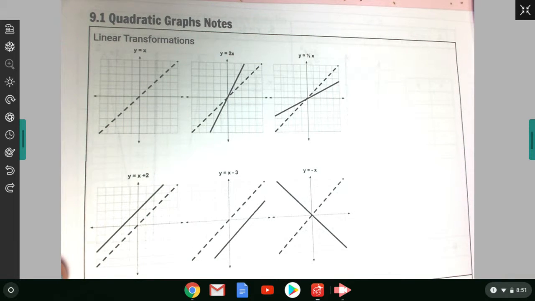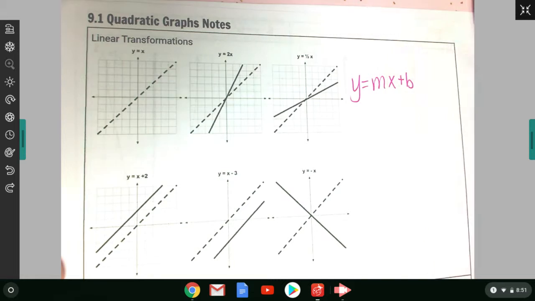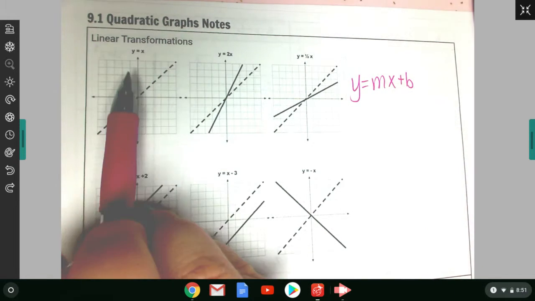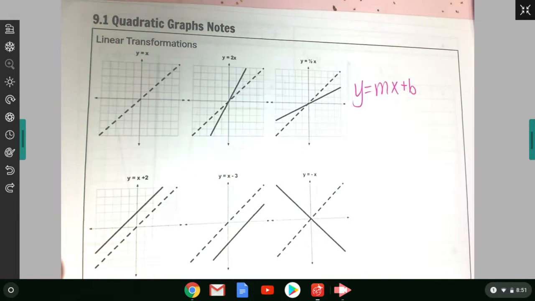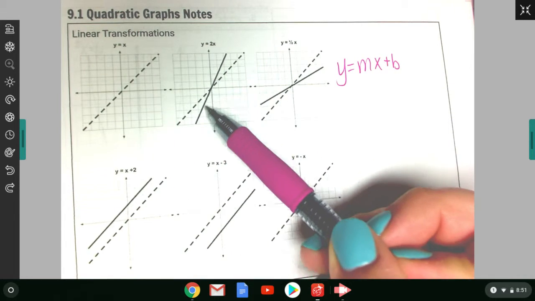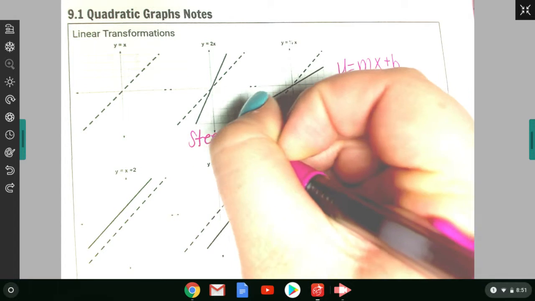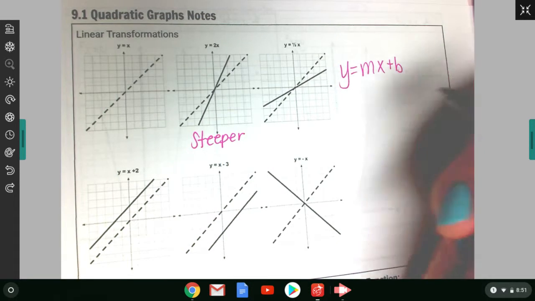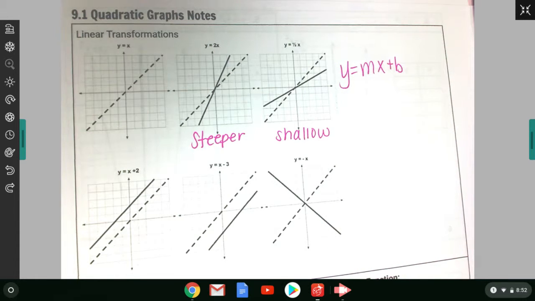We're pretty good at lines. We know that y equals mx plus b. We know what m does, and we know what b does. That's just illustrating this. Notice on this one, we went from y equals x to y equals 2x to y equals 1/2 x to show that in comparison to this y equals x function, y equals 2x got steeper, and y equals 1/2 x got more shallow in comparison to that y equals x function.